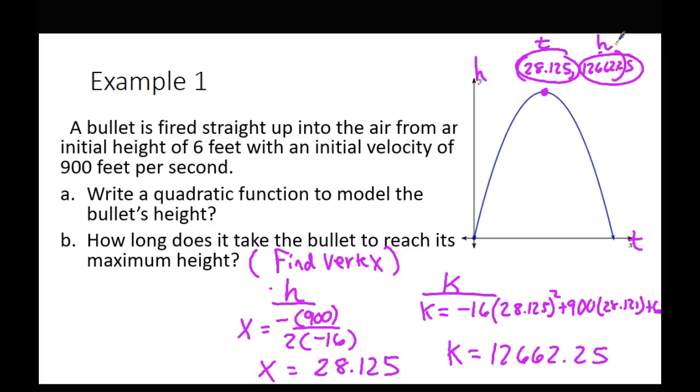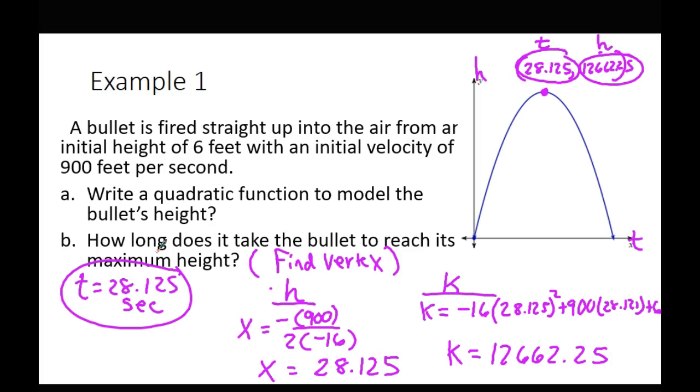Okay, so for part B, we're going to say t equals 28.125, and let's go ahead and give it some units. That's 28.125 what? Seconds. And once again, this is assuming there's no air resistance or weird stuff like that. Actually, it's not weird, it's normal, but we're just ignoring it.